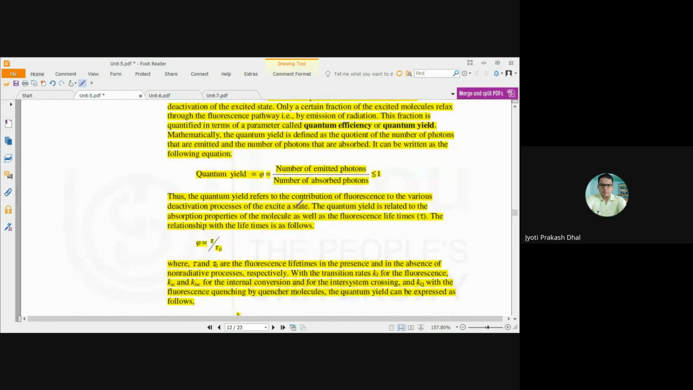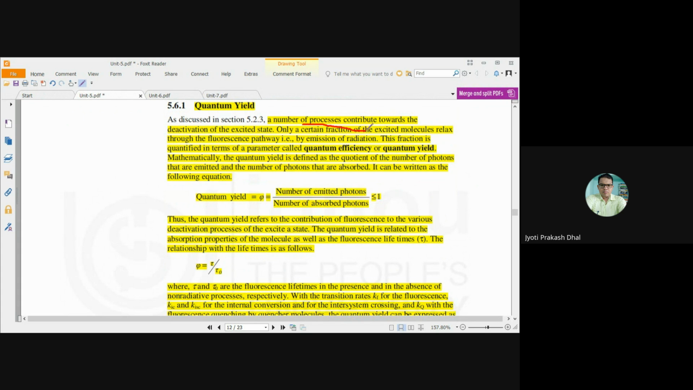Now coming to quantum yield. A number of processes contribute toward the deactivation of the excited state. Only a certain fraction of the excited molecules relax through the fluorescence pathway by emission of radiation. This fraction is quantified in terms of a parameter called quantum efficiency or quantum yield. Mathematically, quantum yield, that is phi, equals the number of emitted photons divided by the number of absorbed photons.